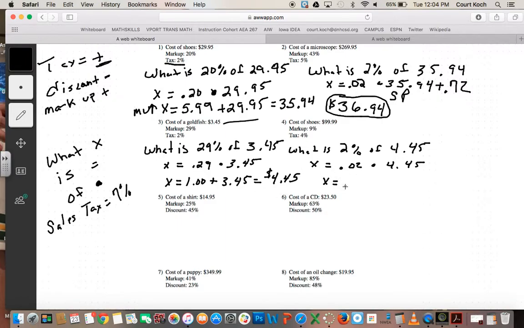So x equals 0.09. But since it's a tax, that means I have to add it to what the sales price is. So when I go to the cashier at the front of the store, this is what they're doing when they plug it into the cash register. 9 cents of tax for this amount, $4.45. Add it together, and I get $4.54, being my final answer.